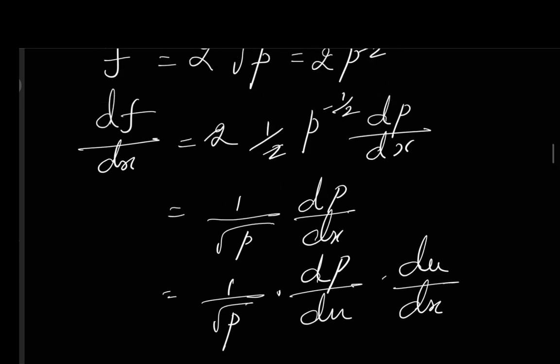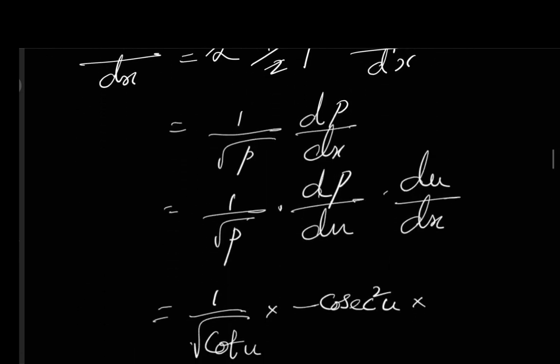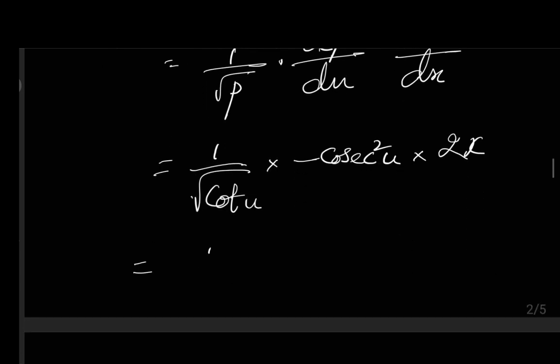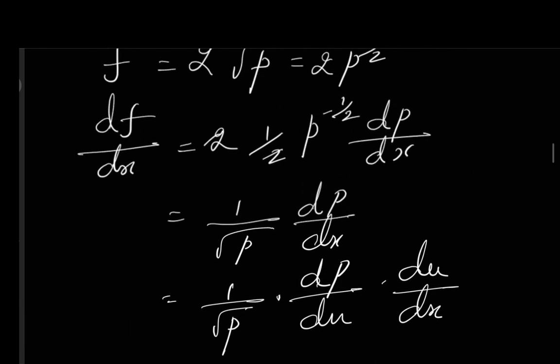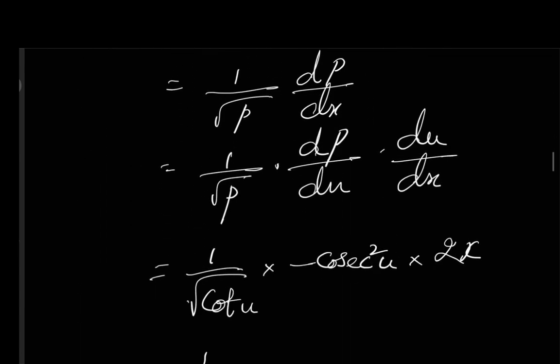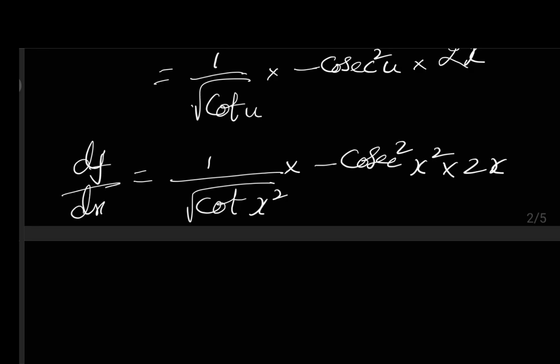Minus cosecant squared u. And what is du by dx? du by dx is 2x. Now replace u here. 1 by root of cot. What is u here? x squared. Cot x squared into minus cosecant squared x squared into 2x. So this is your df by dx.